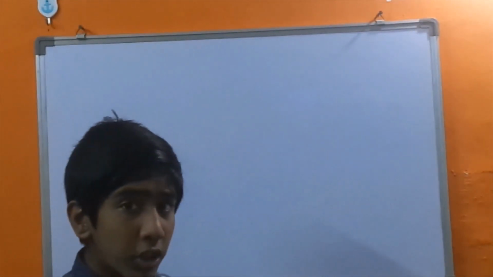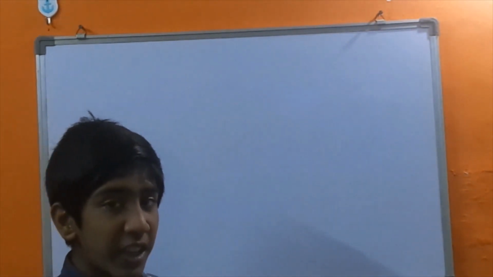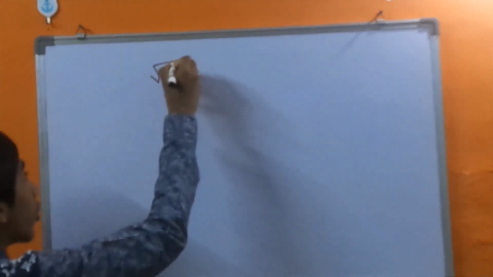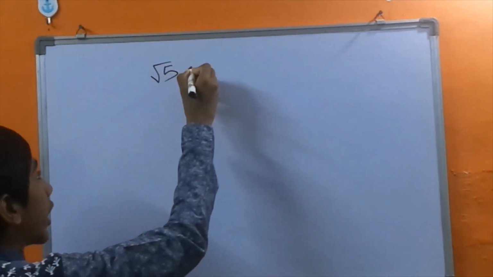Now, the fourth question of this exercise is: represent root 5 on a number line.